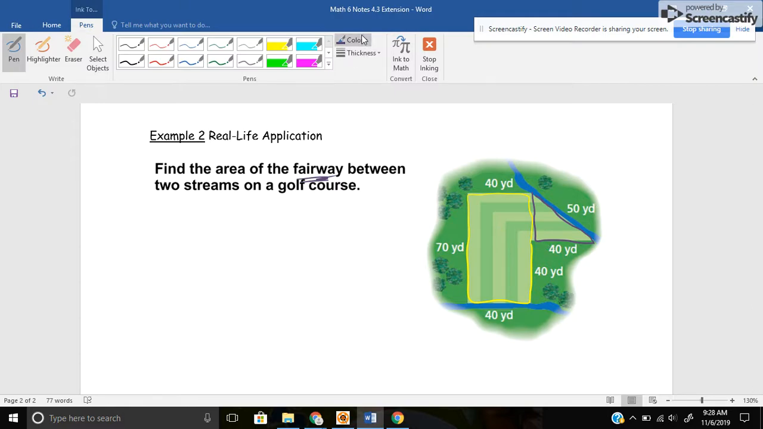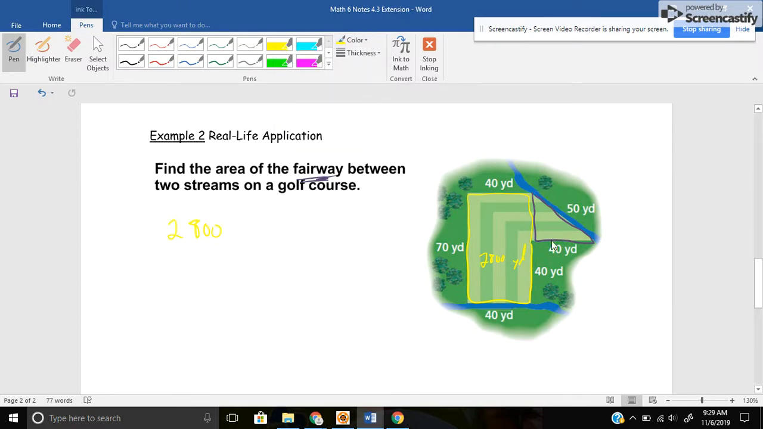Okay, so for my rectangle here, I have 40 by 70. Well, length times width, 4 times 7 would give me 28. And then I have a 0 here and a 0 here, so add 2 zeros. That would be 2,800 yards for this yellow area. Okay, and then I need to find the area of that triangle over here.